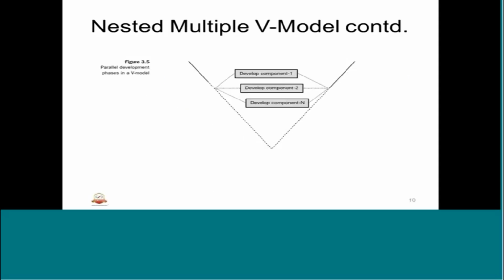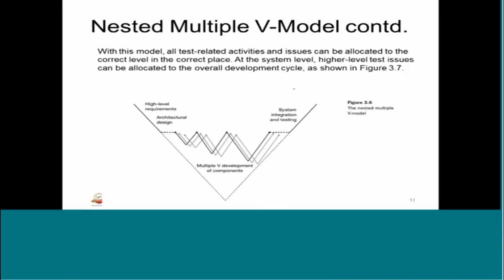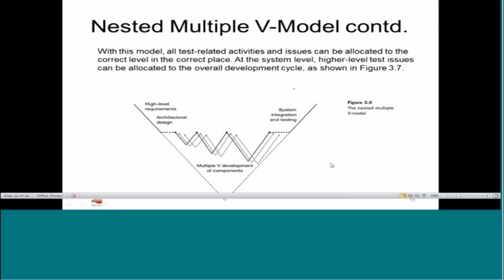So basically, when we have complex or bigger systems, what we do is we go with the parallel development of different V phases. And as I said, on the left hand side we have divided the system into components. We identify a system as multiple components. So the middle part will identify a development cycle for each of these components, and the right hand side we will have the integration.